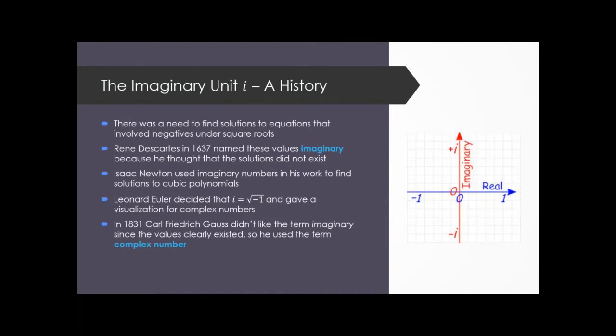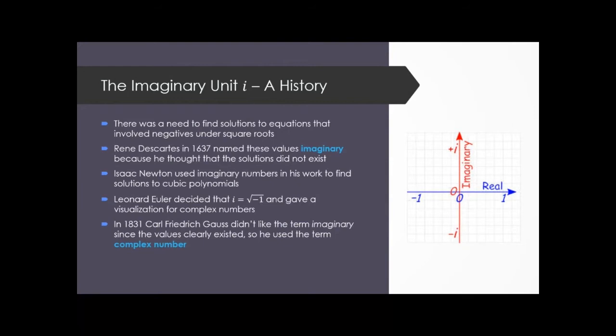Isaac Newton used these when he was trying to find solutions to cubic polynomials. So we've talked about polynomials, and 1.4 talks about quadratics. A cubic has an exponent of 3. So he needed imaginary numbers in order to solve those kind of things. Then Leonard Euler, and he'll pop up again in week 7, was the one that actually decided that he was going to call it i, and he defined i as being the square root of -1.